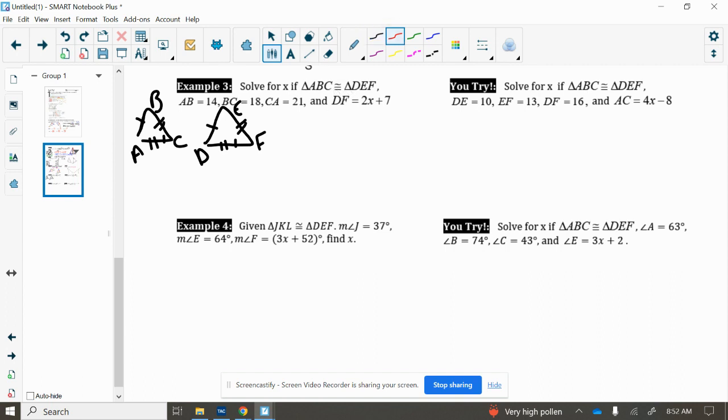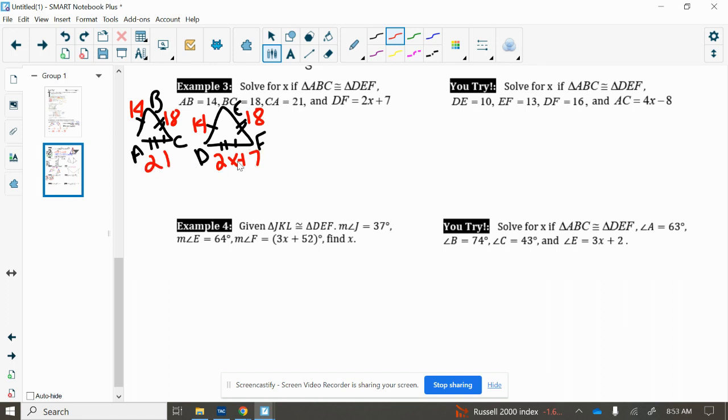Now they're telling me that A to B has a measure of 14, which means I know D to E also would be 14. B to C, they said, is 18. Well, I know E to F would also have to be 18. And then they told me C to A is 21. And D to F, this final piece right here, 2x plus 7, we know would have to equal 21.